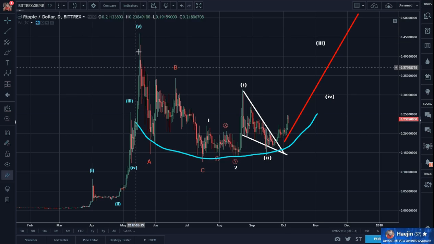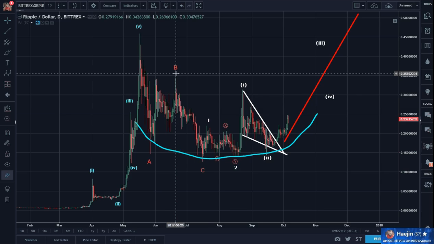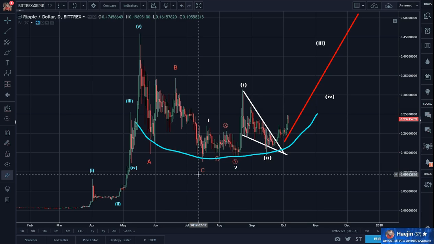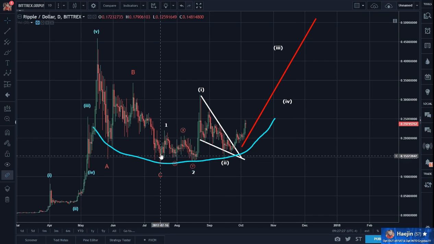But these 5 waves combined together make a big degree of retrace in the form of A, B, C. That's what I had labeled before. Then I said we have 1, 2, 3, 4, 5.